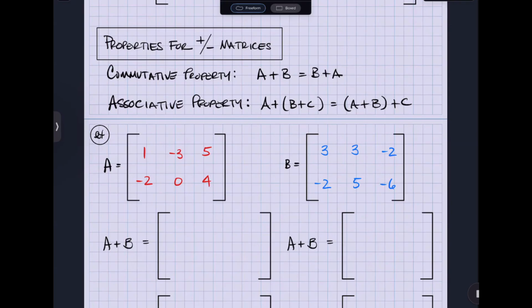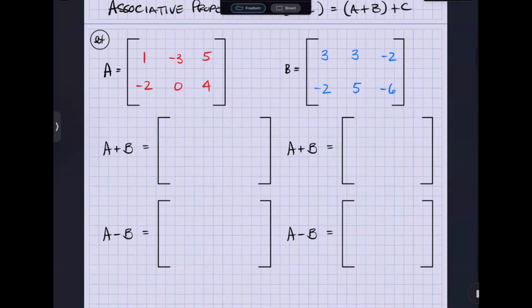So they're commutative and associative properties stand. So it doesn't matter if you do A plus B or B plus A. Still the same thing comes out. Associative property means it doesn't matter if you add 2 to the third or add the last 2 and add to the first. It still comes out to be the same. So why don't you guys add these together or subtract them together?